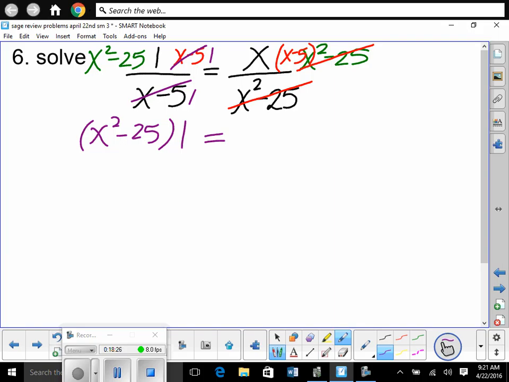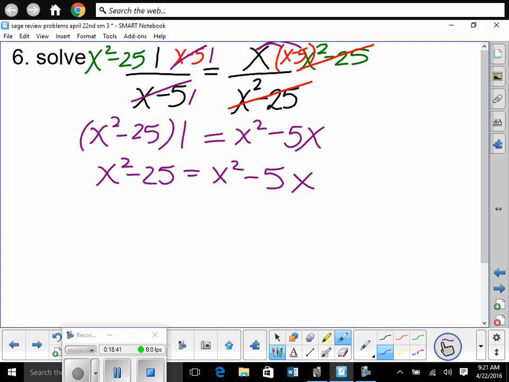And then we have x times x minus 5, which is x squared minus 5x. Okay, so then this times 1 is just itself. So we have x squared minus 25 is equal to x squared minus 5x. And now we just solve for x algebraically, right? Right now it's quadratic, so let's combine our x squared. So to bring this x squared over here, won't we subtract x squared? Yes. So we have negative 25 is equal to, that became a 0.